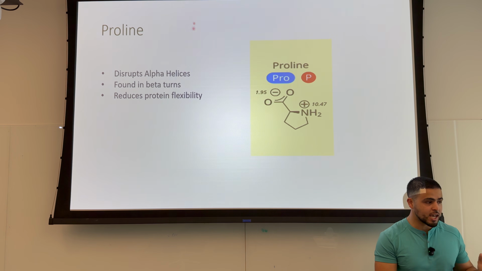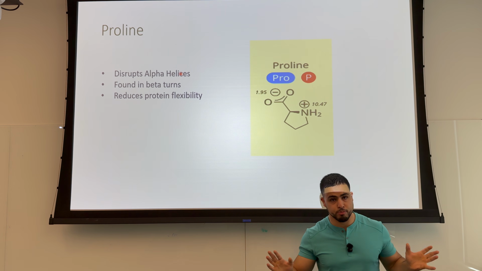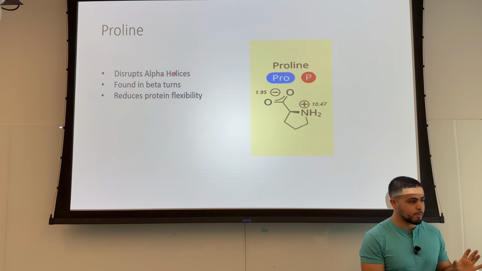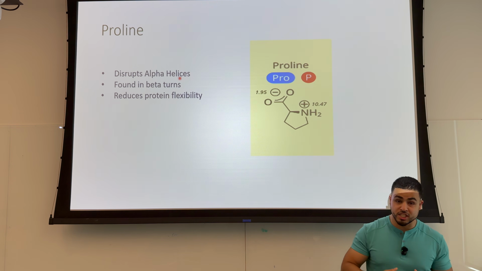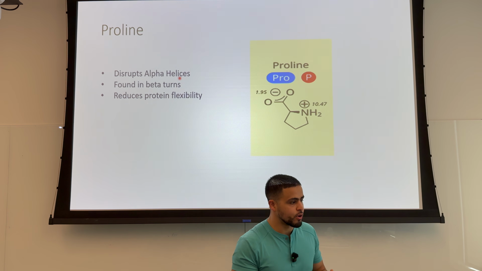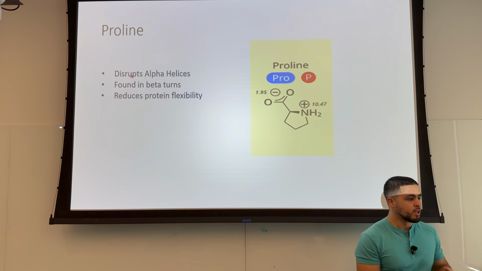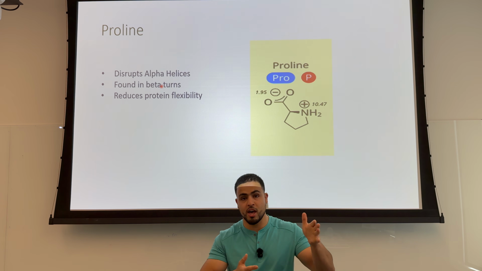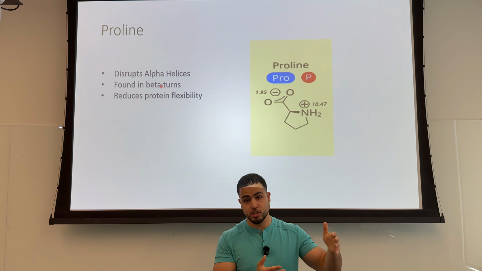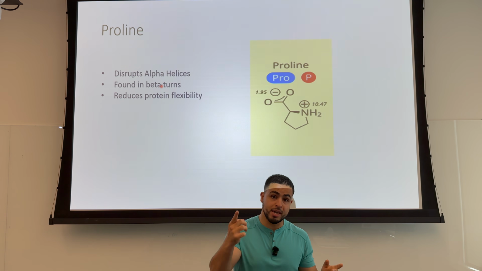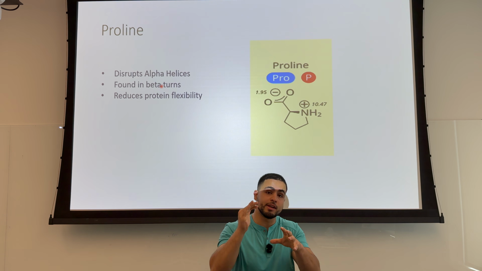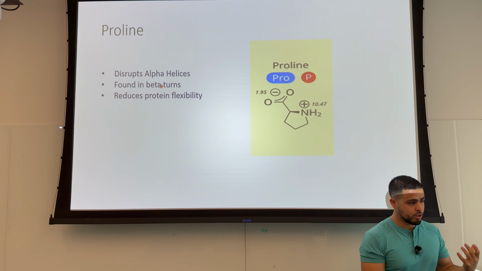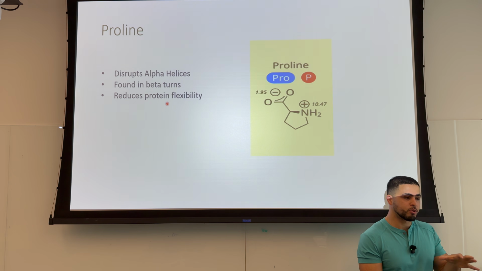All right, next let's move on to proline. Proline disrupts alpha helices, so this is a secondary structure of proteins. We're going to get into that in another video in this playlist, but just know for now that proline introduces kinks into alpha helices and therefore disrupts their structure. It's usually found in beta turns. So when you have multiple alpha helices within one protein, sometimes you'll have beta turns to join those together. You can find proline over there. So if you find it in beta turns, it won't introduce those kinks. And then it also reduces protein flexibility.